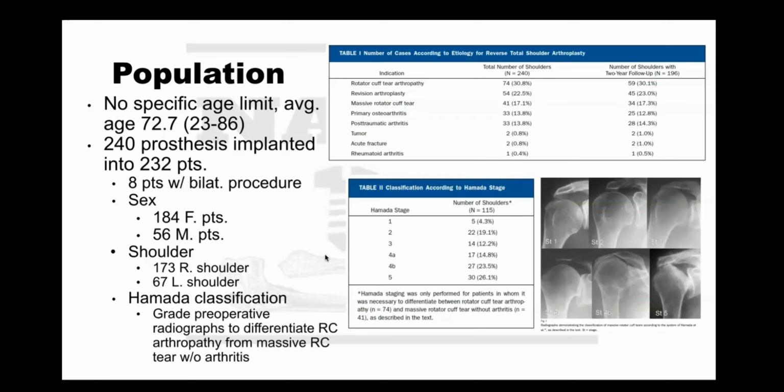So they described stage 1 as minimal radiographic changes, as shown on the right. Stage 2 shows narrowing of the subacromial space, less than 5 millimeters. Stage 3 shows the erosion and acetabularization of the acromion secondary to superior migration of the humeral head. Stage 4 comes into glenohumeral arthritis, and they break it into 4A and 4B, 4A being without acetabularization, and 4B with acetabularization, and then stage 5 is humeral head osteonecrosis. So stages 1, 2, and 3 were considered massive rotator cuff tear without arthritis, and stages 4A, 4B, and 5 were considered rotator cuff arthropathy.